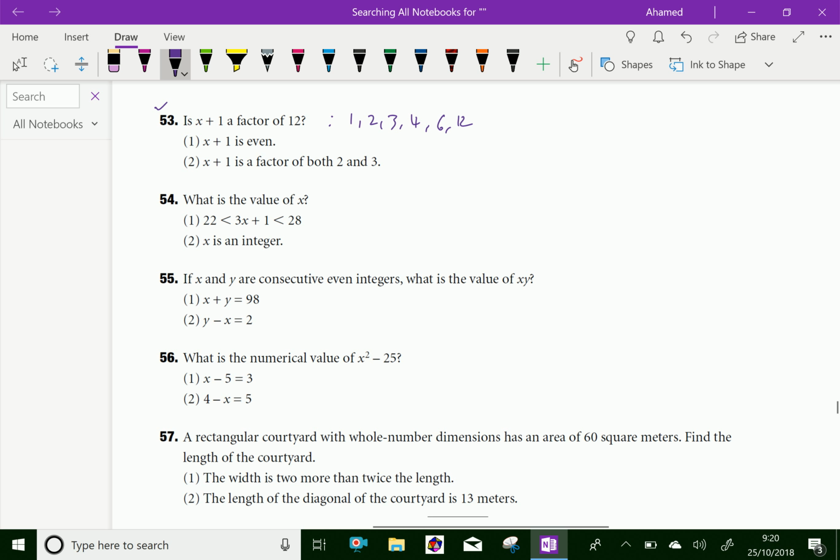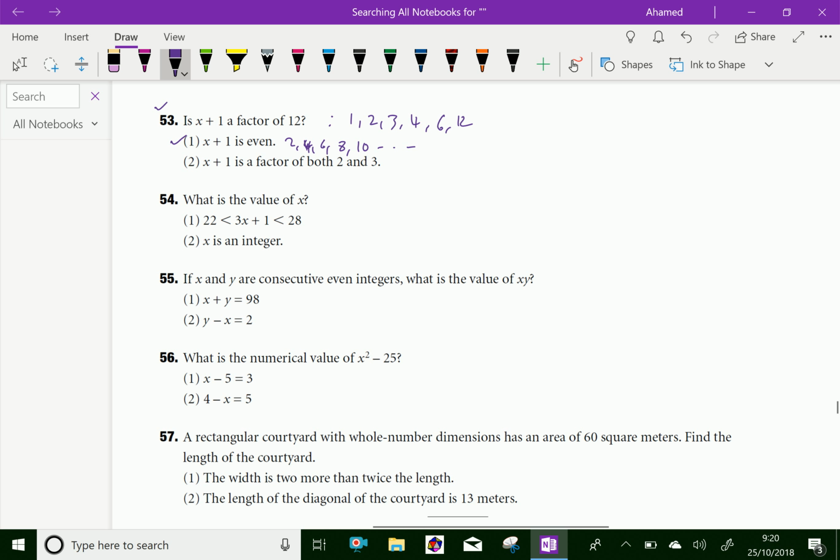In that, the first statement is x plus 1 is even. Here, even numbers are 2, 4, 6, 8, and like that. The statement 1 says x plus 1 is an even number. Here, 2 is a factor of 12, 4 is okay, 6 is okay, but 8 is not a factor of 12, 10 is not a factor of 12, like that. Even though it is an even number, it's not necessarily a factor. So statement 1 is not enough.